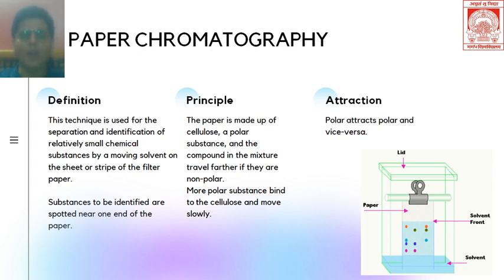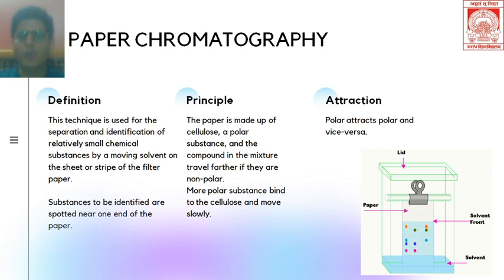Now we will talk about different chromatography methods. Let's start with paper chromatography. As the name suggests, this chromatography uses a sheet of paper or a strip of filter paper. This technique is used for the separation and identification of relatively small chemical substances by a moving solvent on the sheet or strip of filter paper. The substances to be identified are spotted near one end of the paper. On the right hand side, you can see an apparatus in which paper chromatography is running.